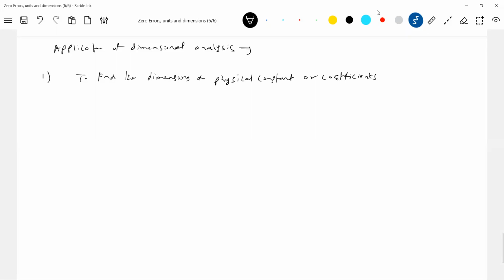Okay, what do you mean by physical constants or coefficients here? Now, for example, area is pi r square. So can we find out? Yes, we can check it now. First I'll start with area equal to pi r square.